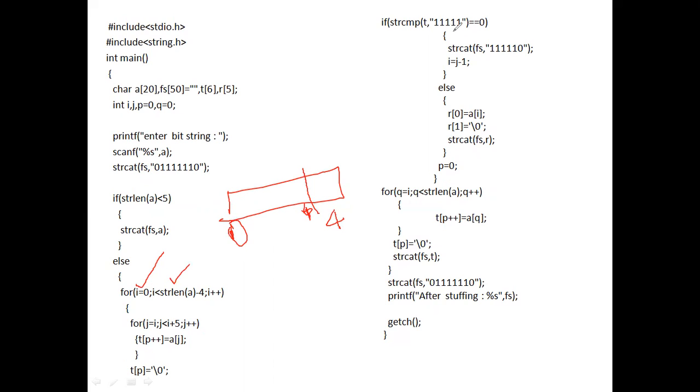Once the boundaries are set, in this step we are trying to take a 5-bit pattern. So i, if it is i to i+5, a 5-bit pattern is taken into a temporary variable called t and added with null in order to make it a string.